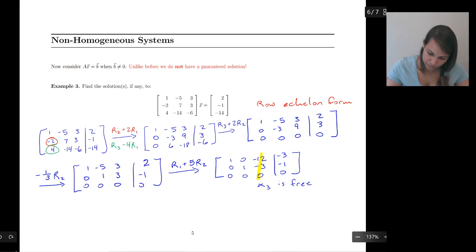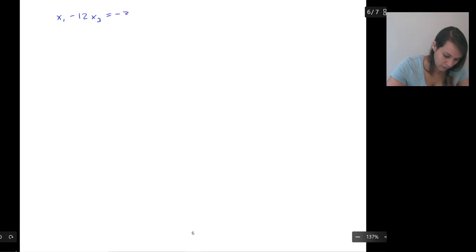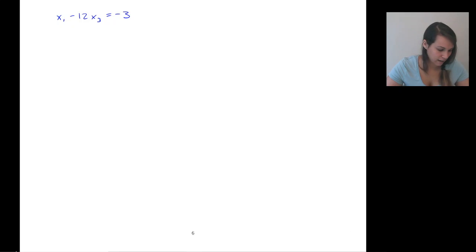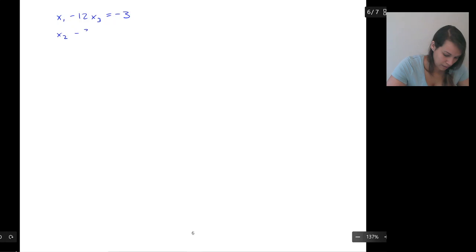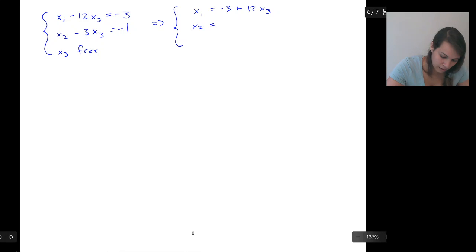So we've got x1 minus 12x3 was equal to -3. And then we've got x2 minus 3x3 was equal to -1. x3 was free. And then we solve for the basic variables in terms of our free variable. So x1 equals -3 plus 12x3. x2 equals -1 plus 3x3. x3 is free.